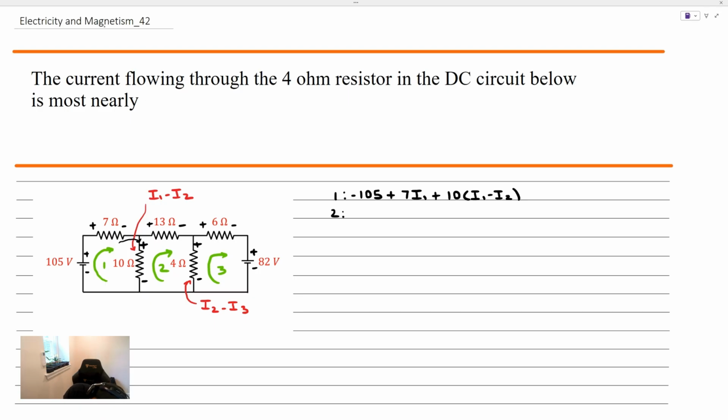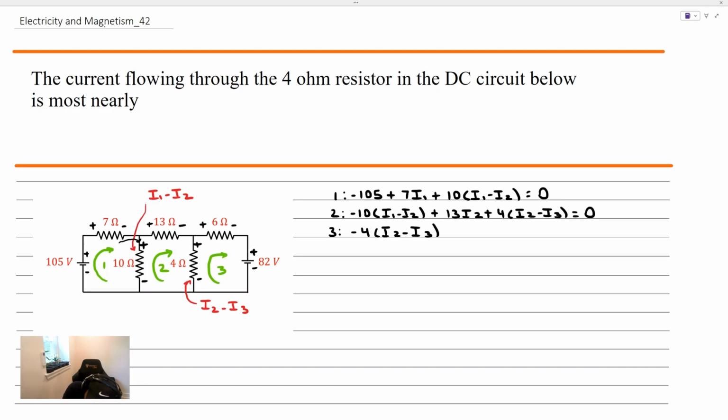For the second loop, we're going to encounter that minus sign first on the 10 ohm resistor, and the magnitude of current that is flowing through that resistor is equal to I1 minus I2, plus 13 times I2, plus 4 times the magnitude of the current, which is I2 minus I3 in that branch. And that must be equal to 0. Same thing as the top, that must be equal to 0 as well. In the third equation, we're going to similarly write that equation. Negative 4 times I2 minus I3.